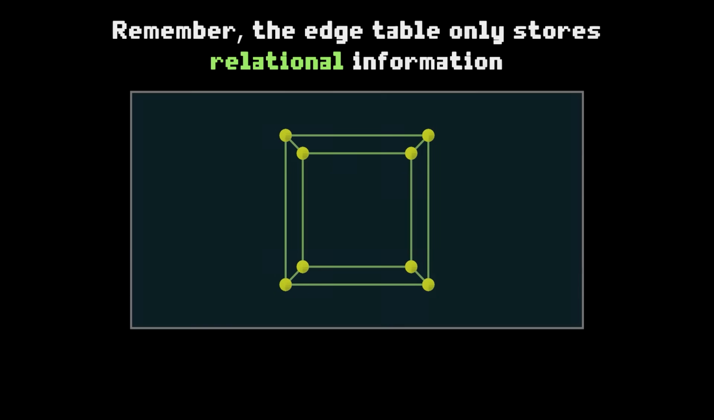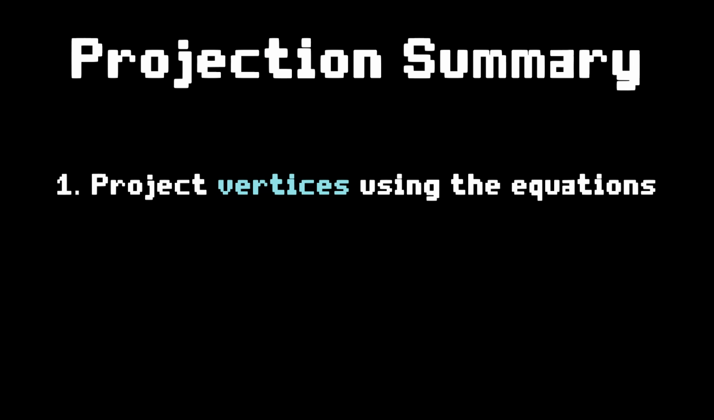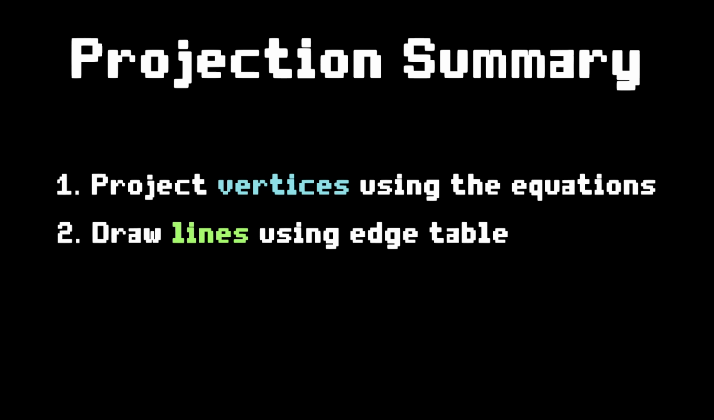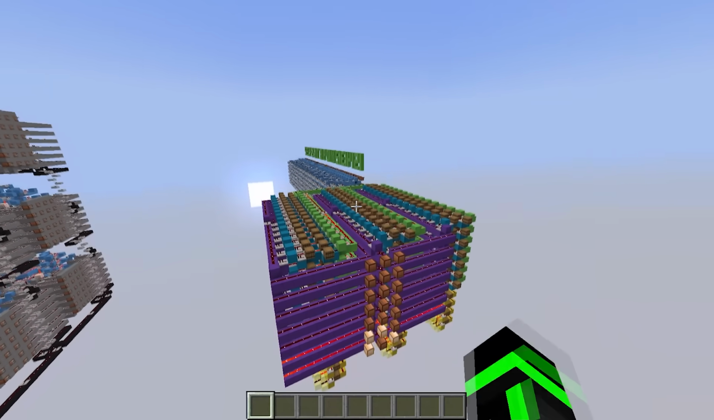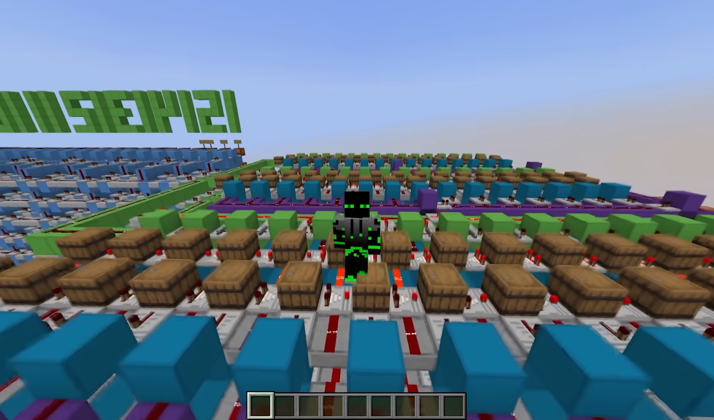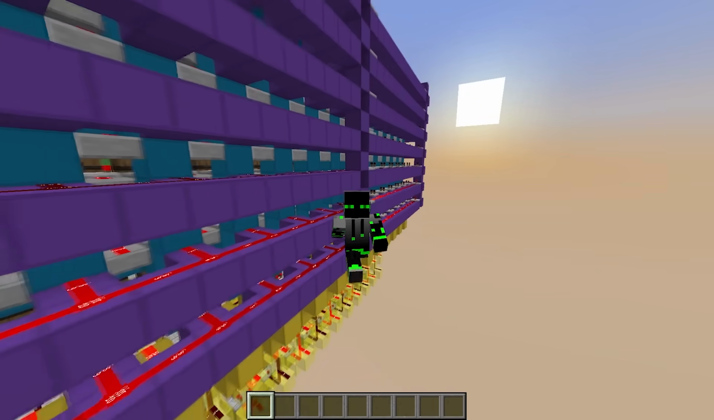Nice, that's really cool. So in summary, to project any 3D wireframe to a screen, we need to project every 3D vertex using the equations, and then just draw the lines using the edge table. That's it. That's all there is to projection. I still think this will work pretty well for Minecraft. But before we make it in Minecraft, let's code it up in Python just to be safe.